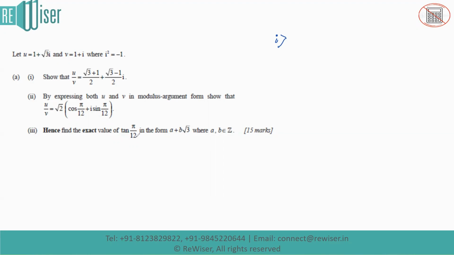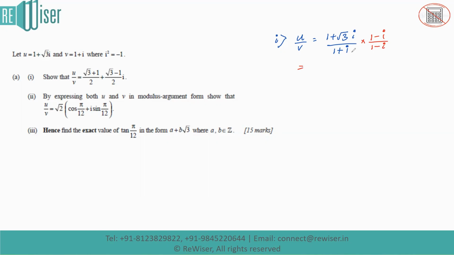So if I talk about u over v, that's going to be 1 plus root 3i over 1 plus i. And if I want to get it in this format, I have to do a rationalization. Which means I have to multiply and divide with the opposite, or the conjugate, of the denominator. So I have to multiply and divide with 1 minus i.